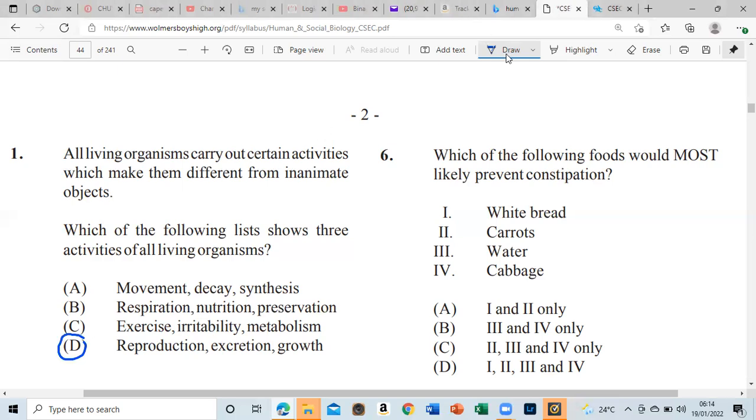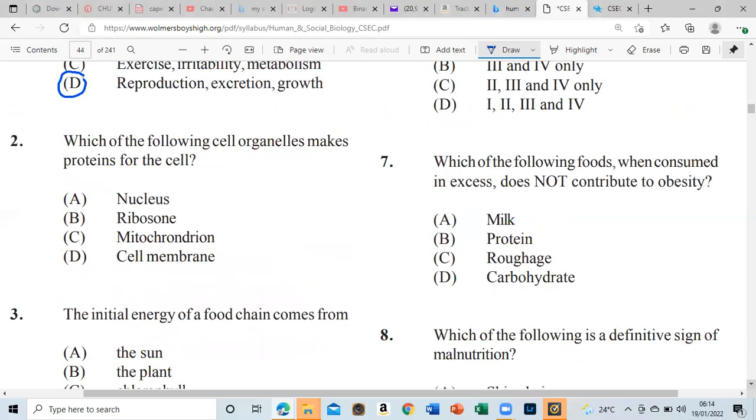Let's move on to number two. Which of the following cell organelles makes proteins for the cell? Is it the nucleus, the ribosome, the mitochondria, or the cell membrane? Do remember, guys, you are encouraged to try. And that would be B, the ribosome.